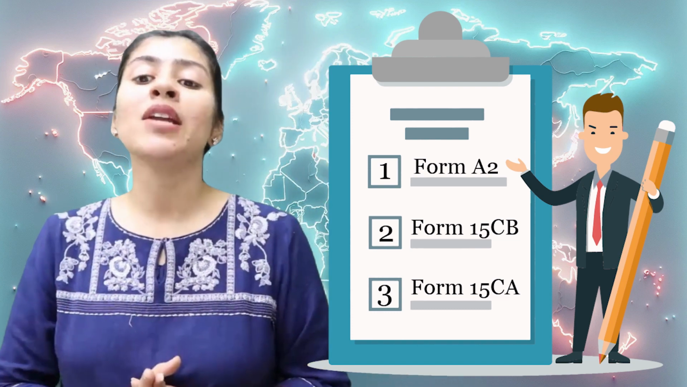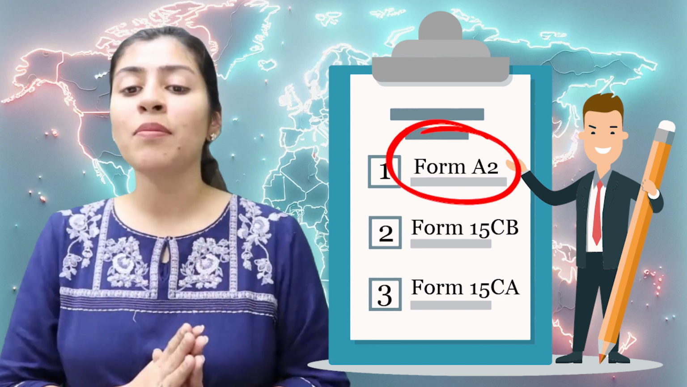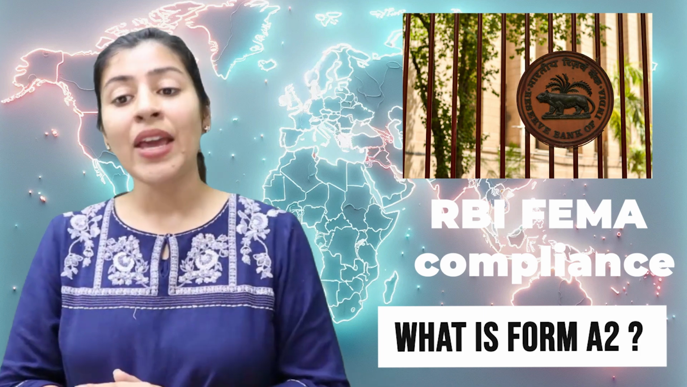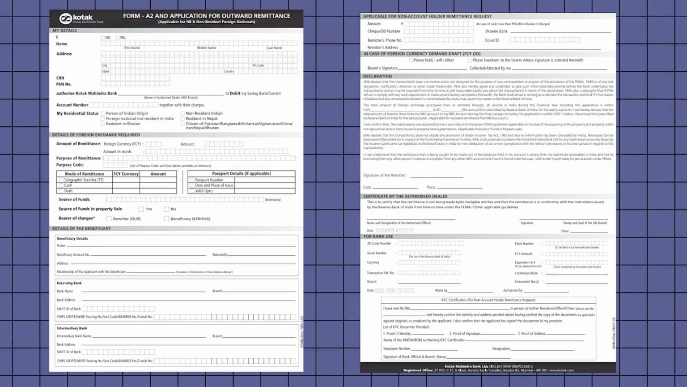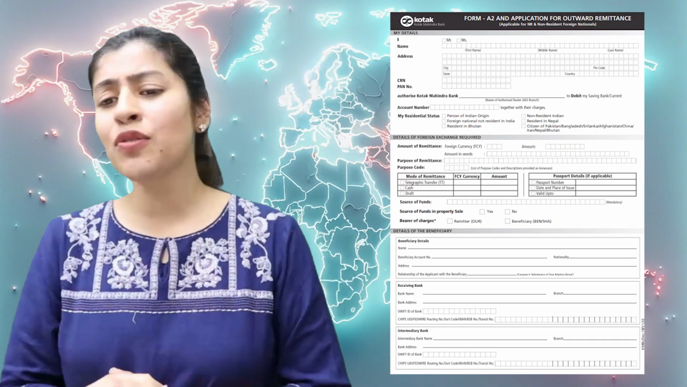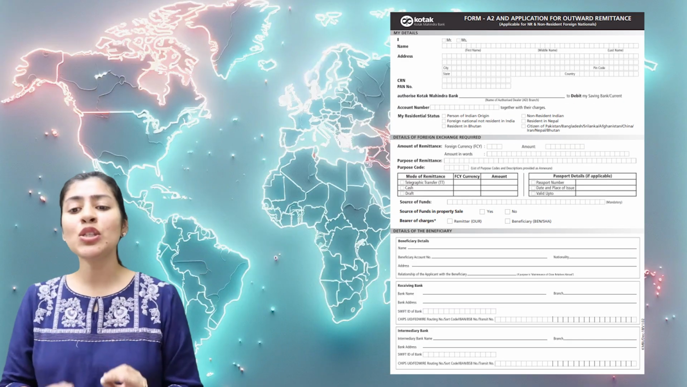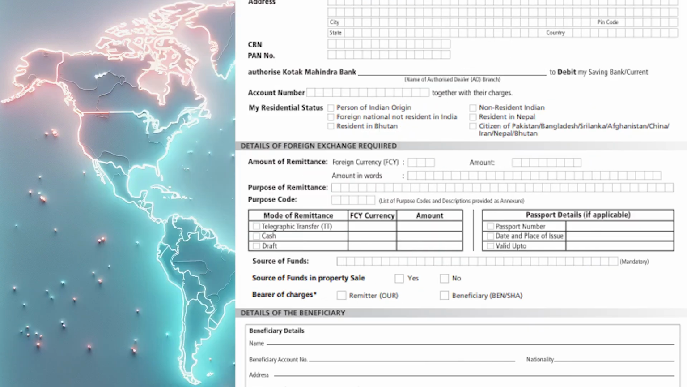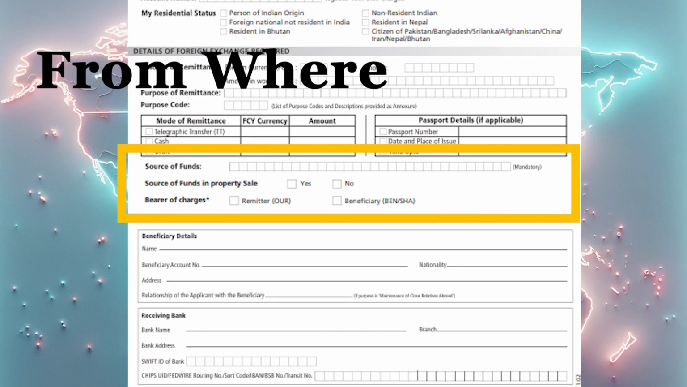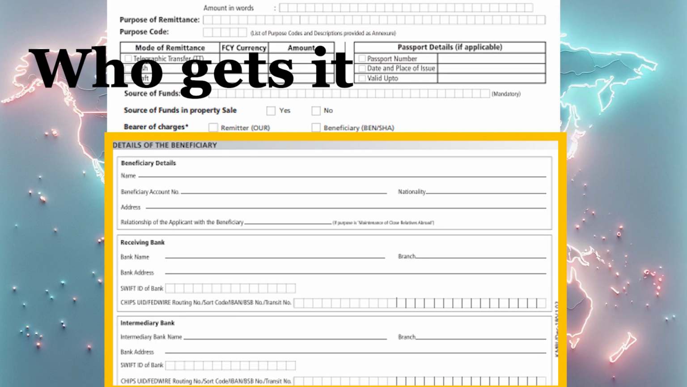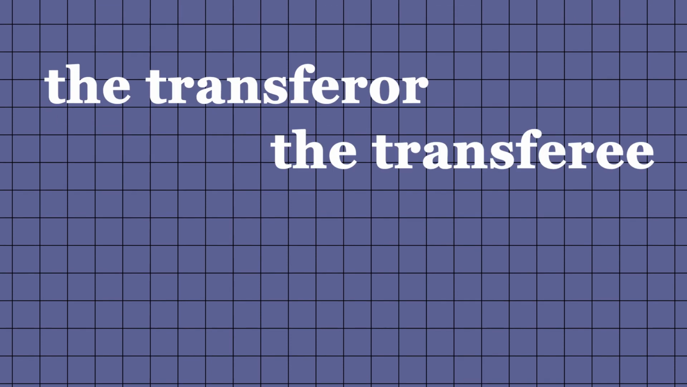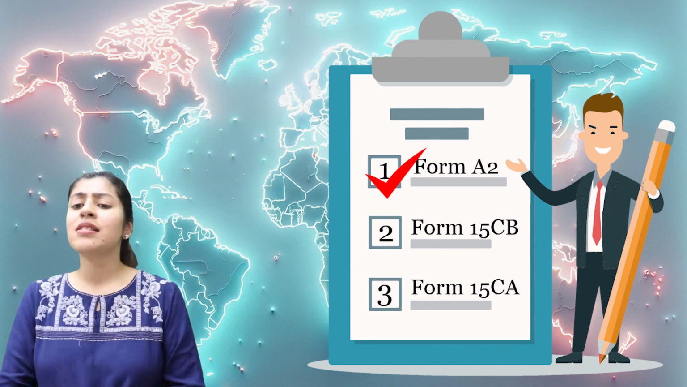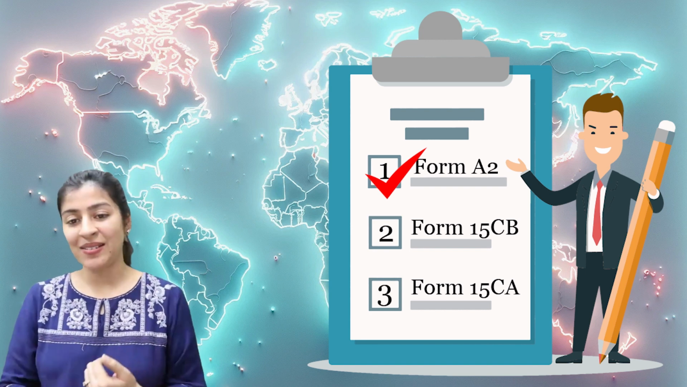First up is Form A2. This is all about RBI's FEMA compliance. You can get it from your local bank in India, and this is what it looks like for Kotak Bank users. Now different banks have different formats, but as you can see, these forms are essentially designed to know how much, from whom, from where, and who gets it. That is, the transferor, the transferee details, the amount, the source of funds. So whatever be the bank, this is the main information that this form is seeking.